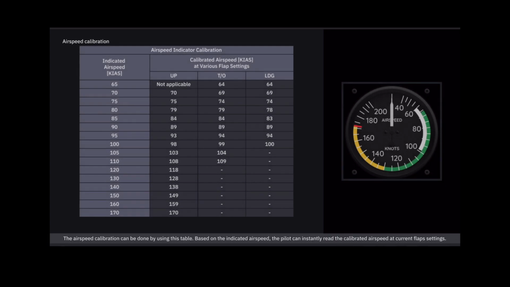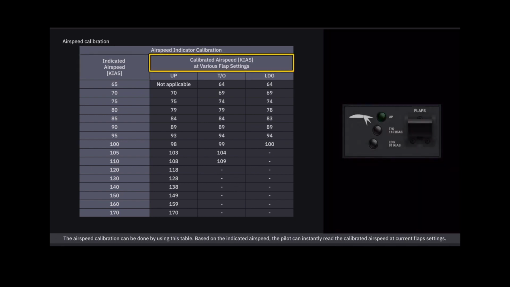The airspeed calibration can be done by using this table. Based on the indicated airspeed, the pilot can instantly read the calibrated airspeed at current flap settings. The indicated airspeed is the reading shown on the airspeed indicator. The calibrated airspeed is the indicated airspeed, corrected for installation error.